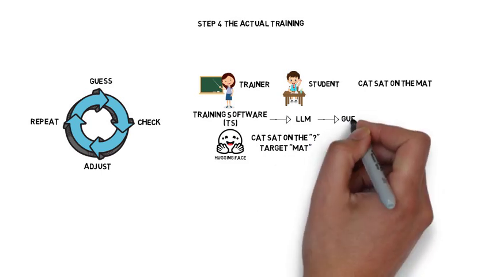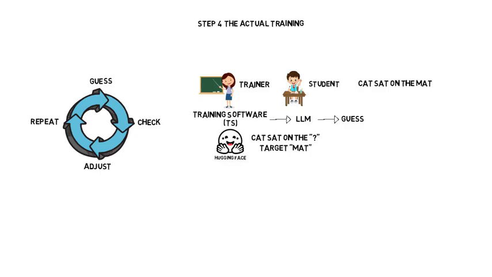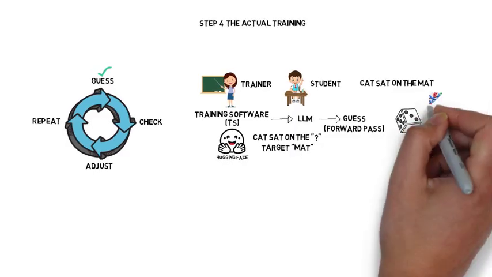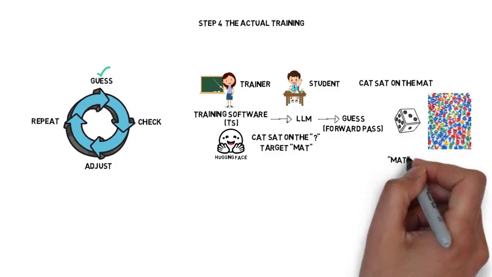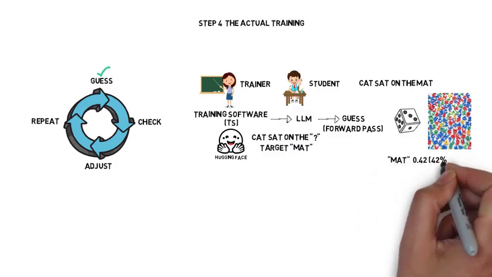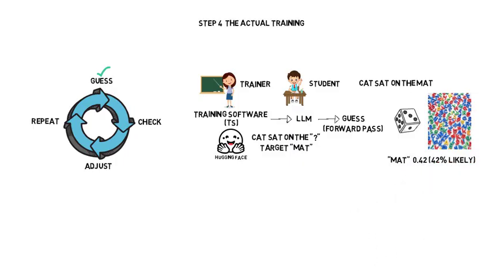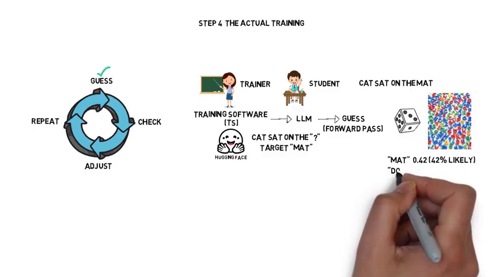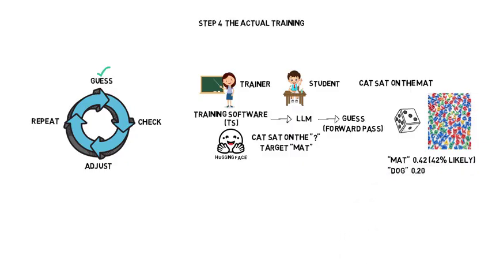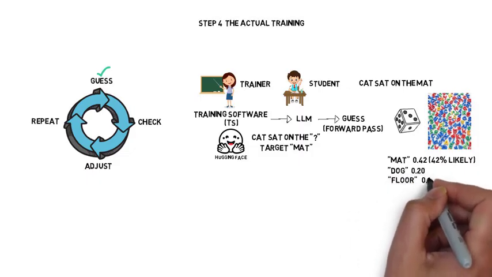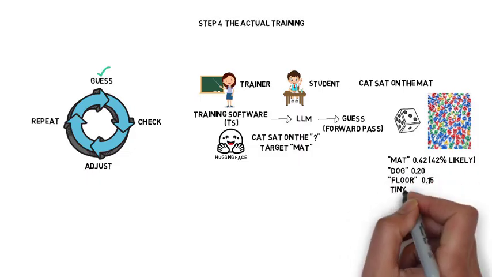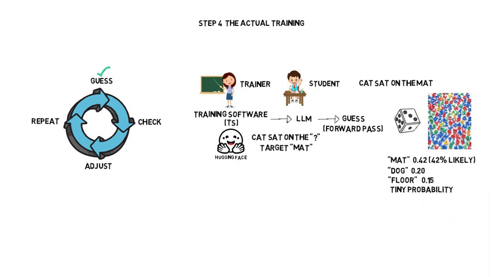The LLM has to now make a guess, also known as the forward pass. It does that by assigning a probability to every token in its vocabulary. Let's say it assigned the following probabilities. Mat, 0.42, 42% likely. Dog, 0.20. Floor, 0.15. Other tokens, tiny probabilities.